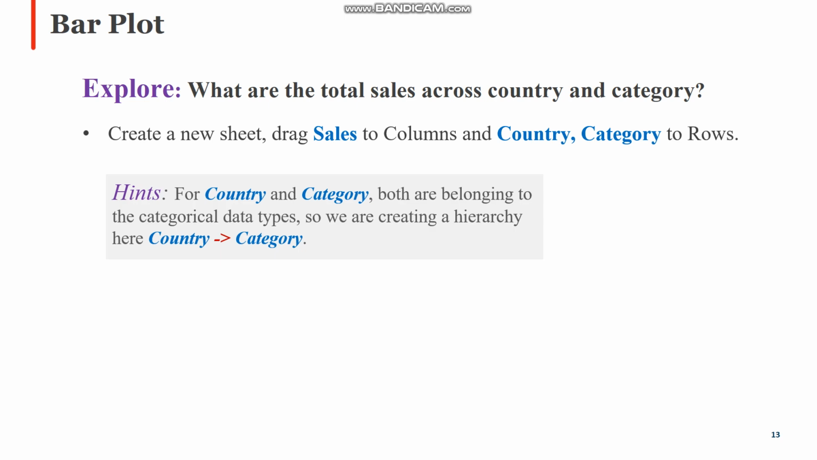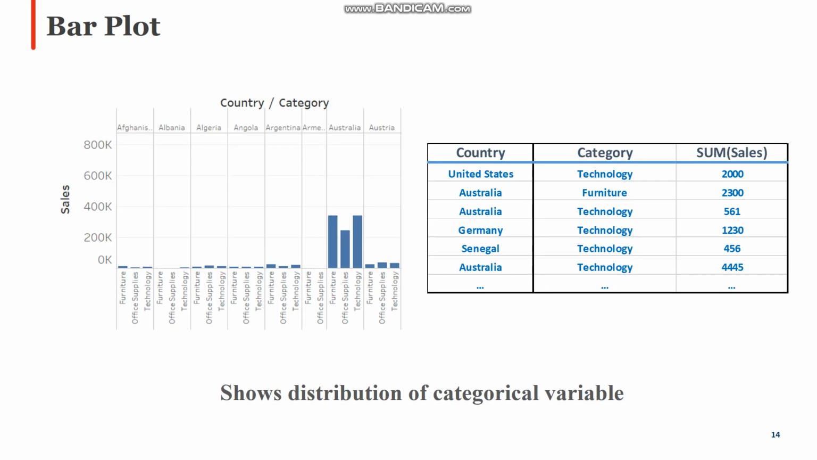For country and category, both belong to the categorical data type. So we are creating a hierarchy here. That means for each country, we may have several subcategories. Well, this is the data table. It would be something like this. So we have three-dimensional data variables with two qualitative data types, the country and the category, and that would form a category and subcategory. So once you create it, you will have a bar plot looking like this one.